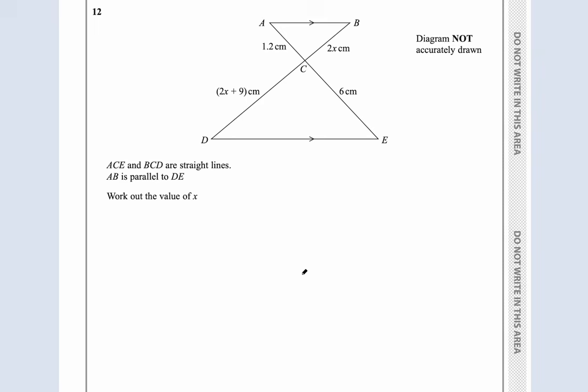ACE and BCD are straight lines. AB is parallel to DE. Work out the value of x. Okay, so we have, guys, similar triangles here, because this angle is the same. Let me show you this. This angle is the same as this angle because they're opposite angles. This angle is the same as this angle because they are Z angles, and similarly this angle is the same as this angle because they are opposite.